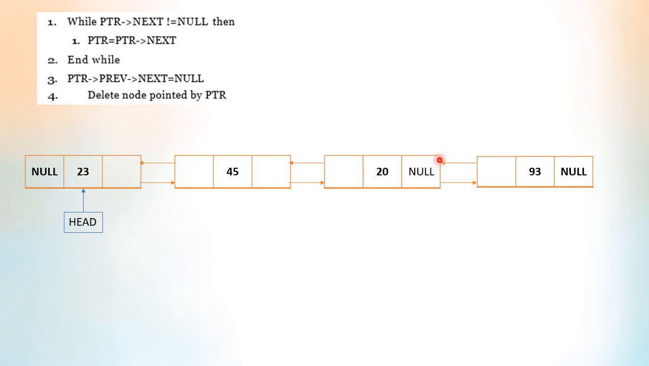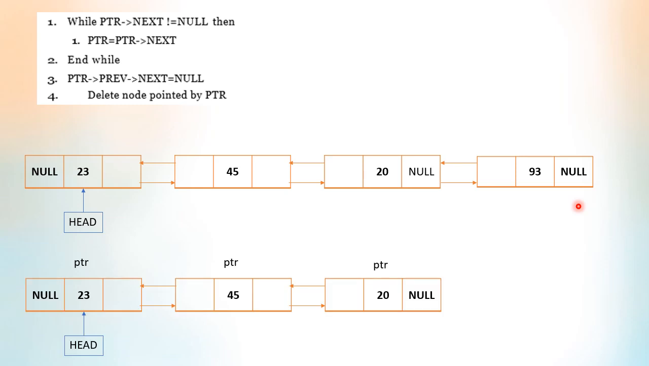Now there is no link between this node and this last node, and thus this last node is deleted from the doubly linked list. So this is how the doubly linked list looks like after deleting the last node.